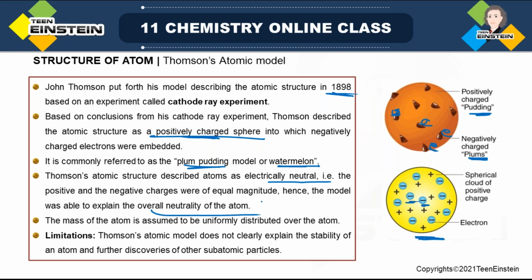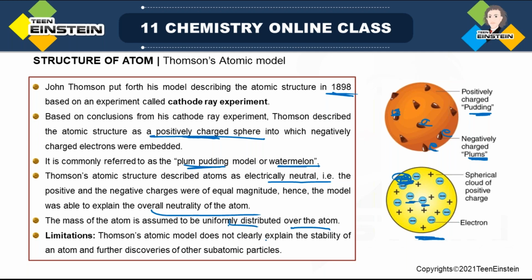The mass of the atom is assumed to be uniformly distributed over the atom. So whatever the mass is, that is not important. The important point is that the mass is distributed over the atom uniformly. It is not that in a certain part of the atom the mass is concentrated. No, it is not like that. The mass is distributed throughout the atom.